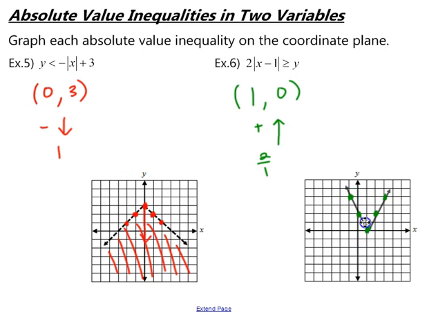Then we can go ahead and plot a solid line absolute value function. And then lastly, for our shading, remember what we talked about. This is open to this side, which means y is going to be smaller. So we find the y-intercept, and all the values smaller are going to be outside of the v. So that's what we're going to shade.